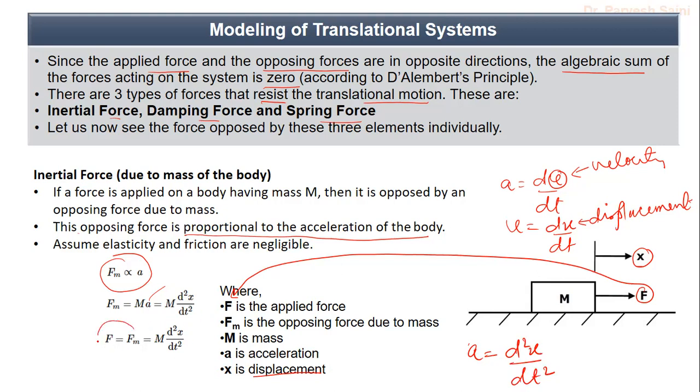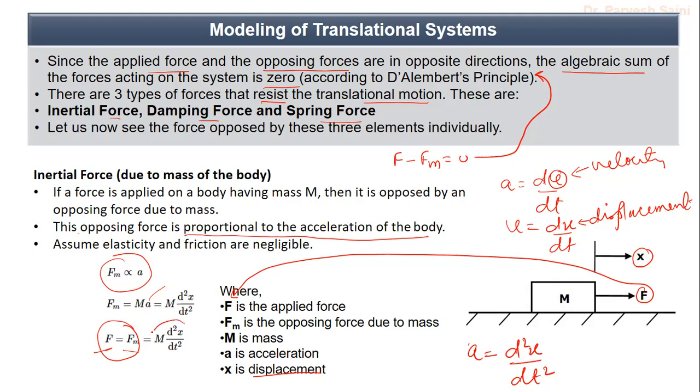Now these two forces have to be the same, because the force that is applied minus the force which is opposing is equal to zero, as per D'Alembert's principle. As per D'Alembert's principle, the algebraic sum of these two forces is zero, and hence we can say that the applied force is always equal to the force opposing the applied force. So they are equal and opposite forces, right? So it is given by this one.